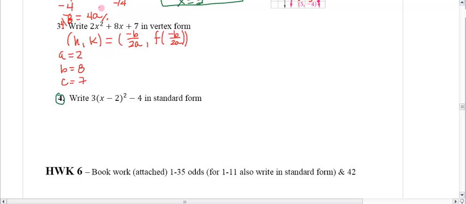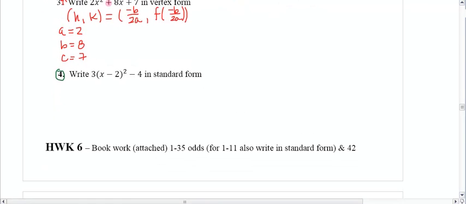Okay. So now let's go ahead and finish finding this vertex. So I'm going to do opposite b over 2a. So it's going to be my x value. So opposite b is negative 8 over twice my a value, which is 2. So that's going to be negative 8 divided by 4, which is going to give me a negative 2. So there's the first part of my vertex.